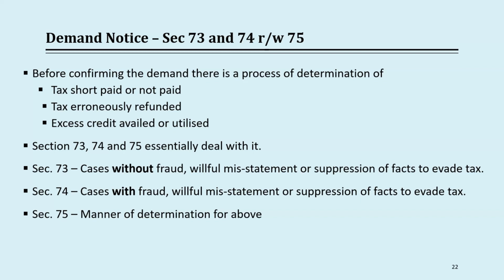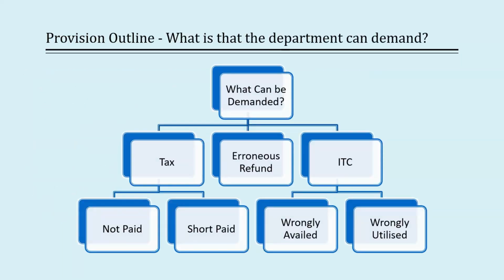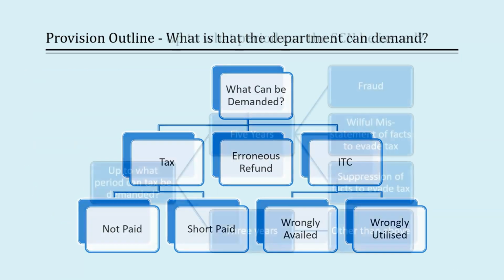And section 75 is very, very important because it gives certain procedures which need to be followed by the proper officer when he issues a notice under 73 and 74. We'll see certain provisions of 73 in the coming slides.